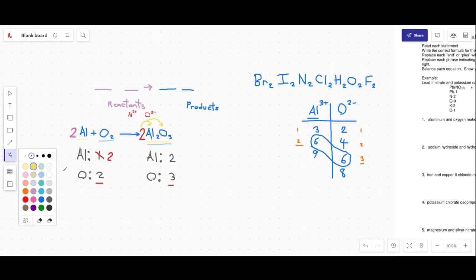So how many aluminums do I have now on the right side? 4. And how many oxygens do I have? 6. So what you might notice is that the aluminums have now become unbalanced on the other side. So what do I need to change the coefficient of aluminum on the left side to? What should I put in front of aluminum on the left side?